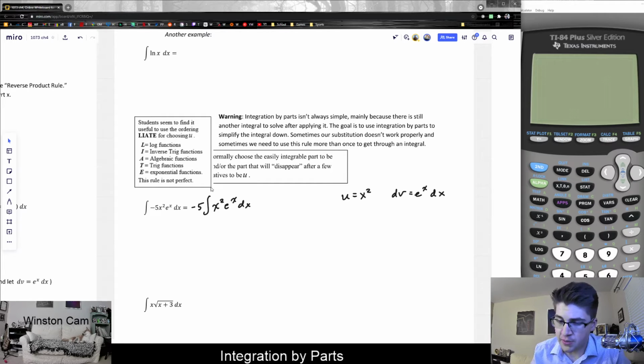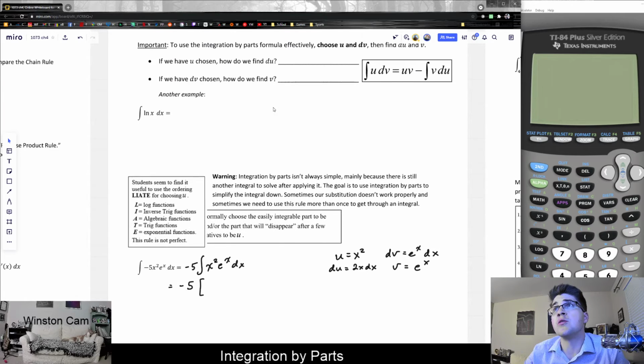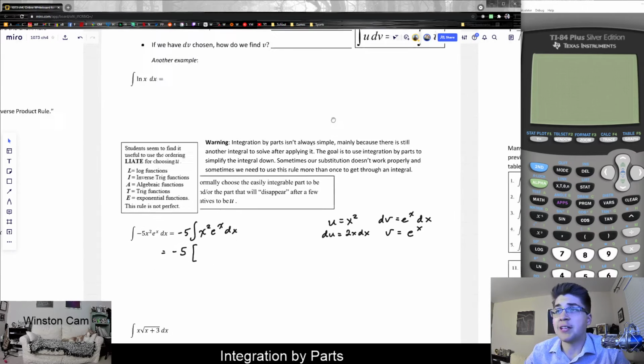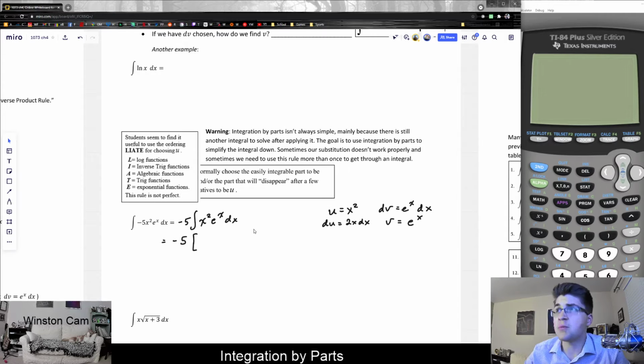And as usual, we want to take the derivative of u, which would be 2x dx, and take the antiderivative of dv, which would be e to the x. Now that we've solved those, we are ready to use the integration by parts formula. As a reminder, if you pull out any constants or multipliers first, you need to make sure that you're multiplying by both terms in the expansion of integration by parts, because the integral of u dv is equal to both uv minus integral v du. So this negative 5 should distribute to that whole thing.